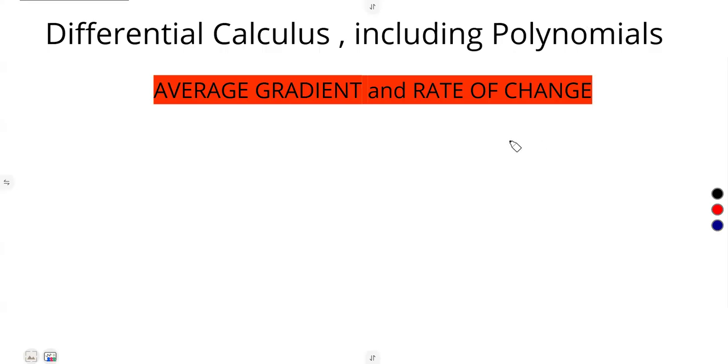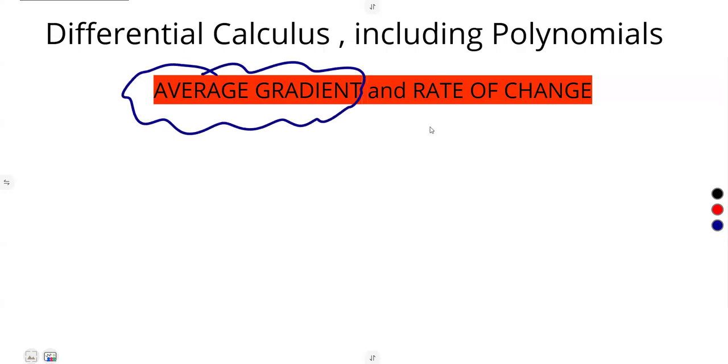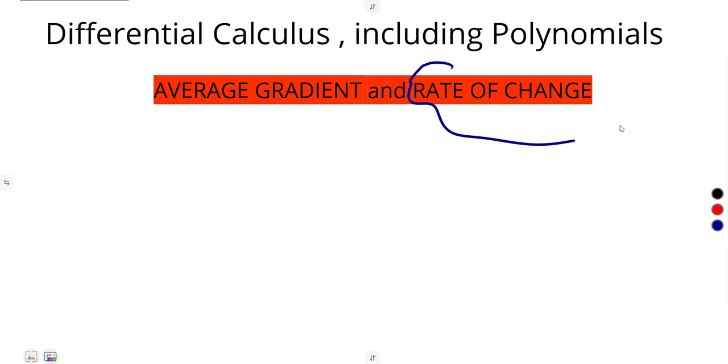We are still on our revisions, working on our grade 12 mathematics, and this is part of our derivatives, which is our differential calculus. The section also includes the polynomials, all right? But in our class for today, we are going to consider the average gradient and the rate of change, these two. We need to focus on these two.